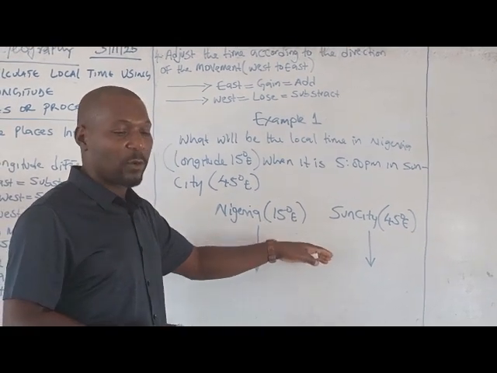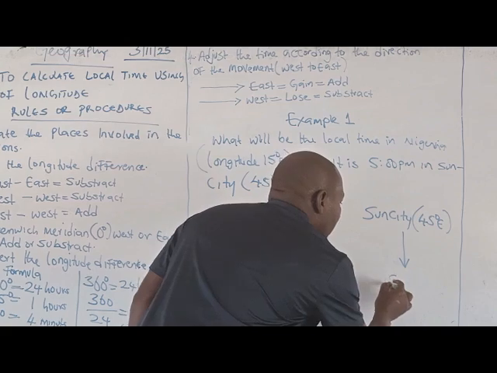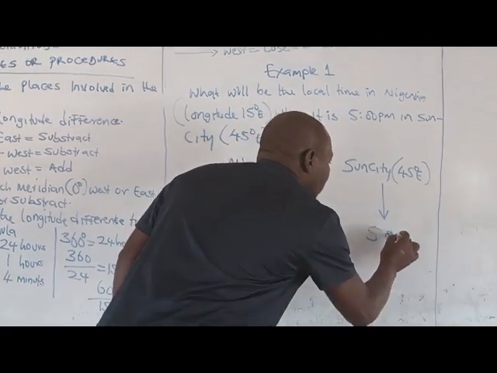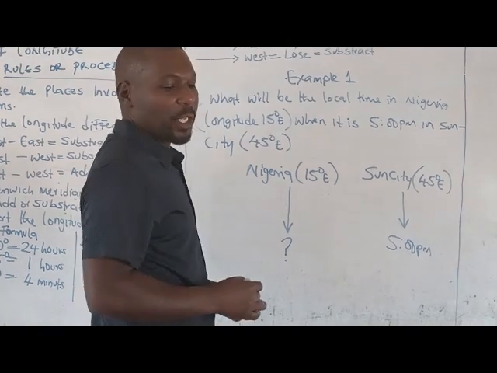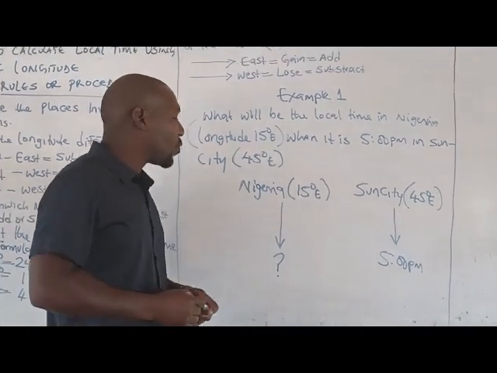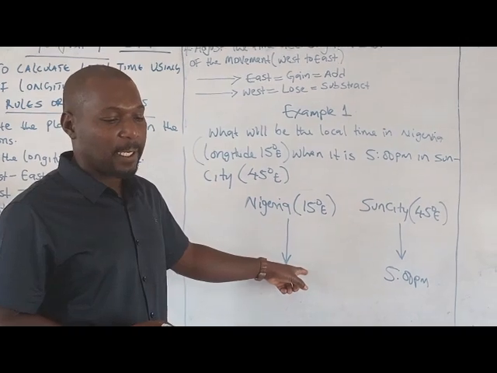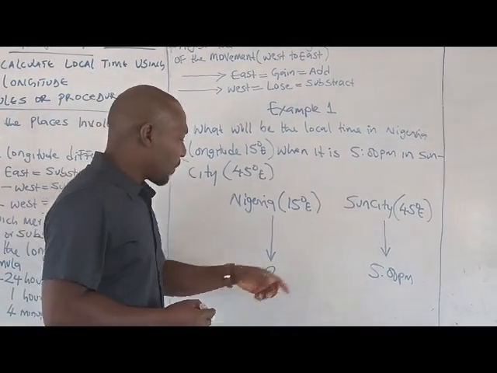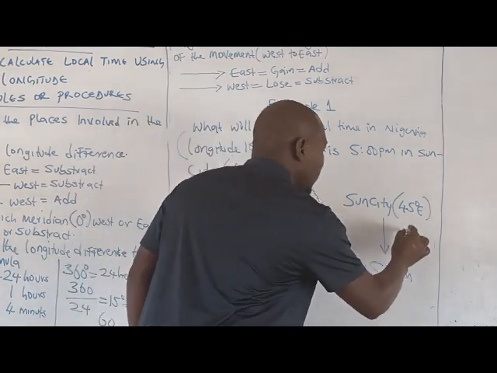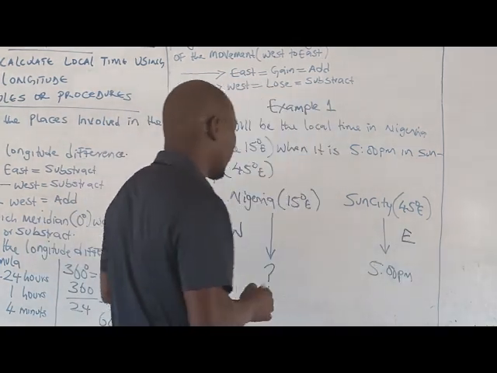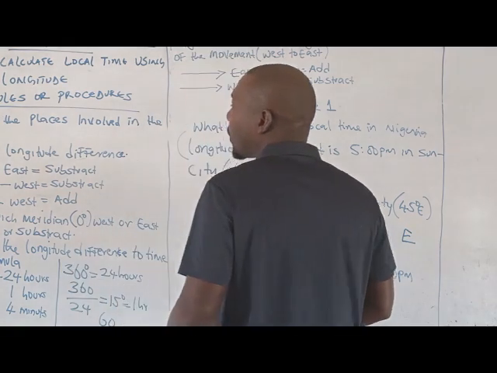You have to draw this arrow down, because you are pointing out that they have given us the longitude. They will give us the time for this country, and they say the time in Sun City is 5 p.m. The time for Nigeria is not given, so we are looking for the time for Nigeria. And let's not forget, we write our west, and this is very, very necessary. You indicate that.